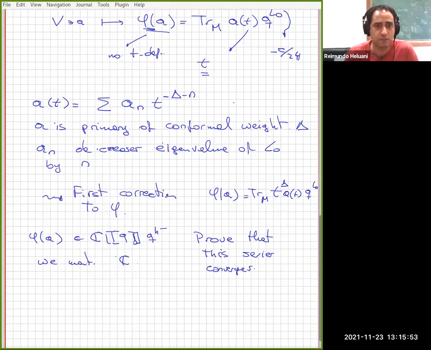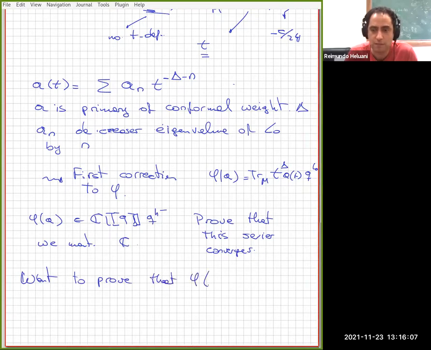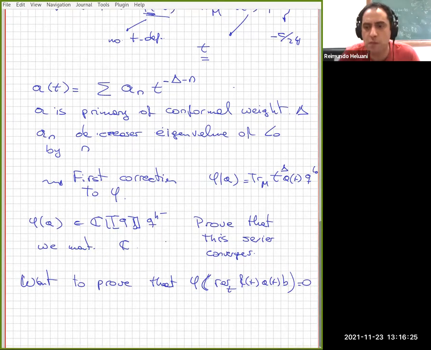conformal block. So I want to prove that this actually is a conformal block. So how do we prove? We want to prove that phi actually kills elements of this form, kills the residue at t of f of t, a of t, b. So we want to kill these guys. And how do we go? Let's suppose that this series converges and that everything is well defined.